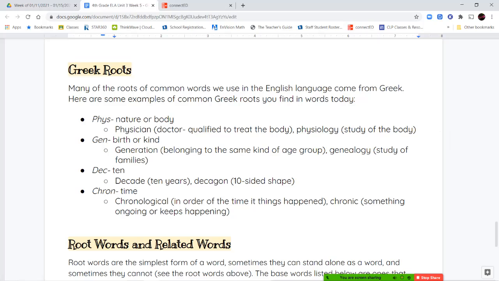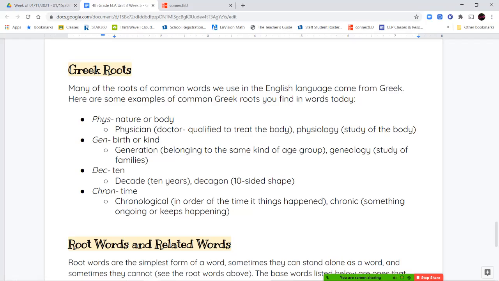Next, we have the root gen, G-E-N. Gen means birth or kind. So when we're talking about a generation, we're talking about people that belong to the same kind of age group. If we're studying genealogy, we're studying family trees. Next, we have the root dec, D-E-C. And dec means 10. So a decade is 10 years. A decagon is a shape that has 10 sides.